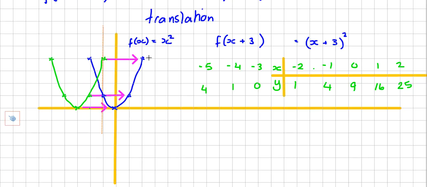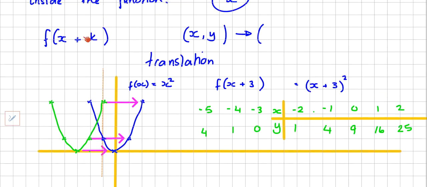So what is actually happening to the function? It's actually coming back. So it's the opposite of what you think it would be. So if I have f of x plus k, it is a translation, but what has actually happened to the coordinates? Well, it will actually be x minus k.